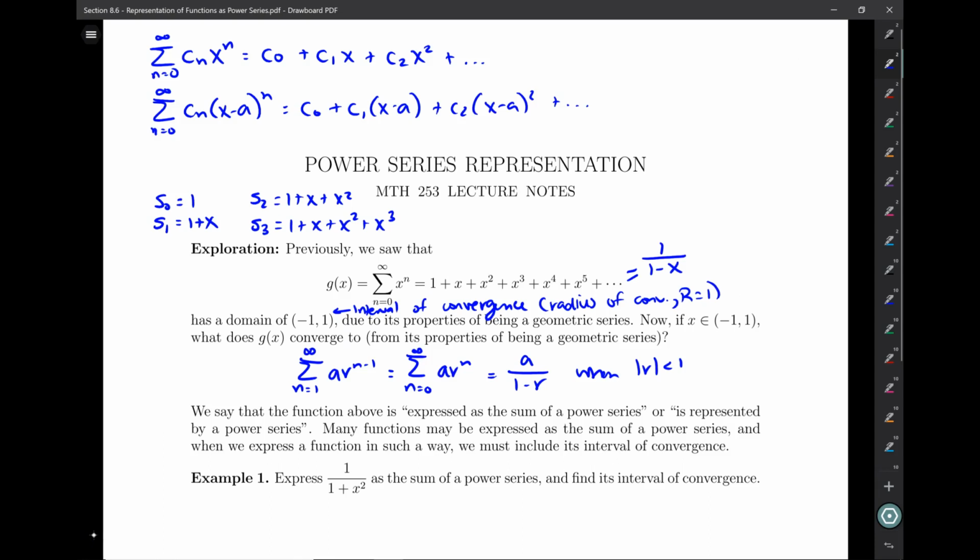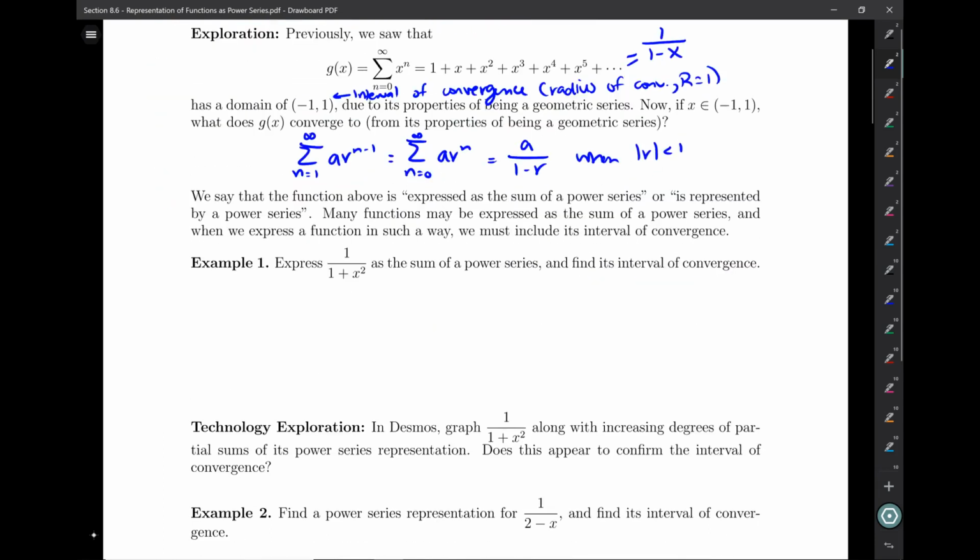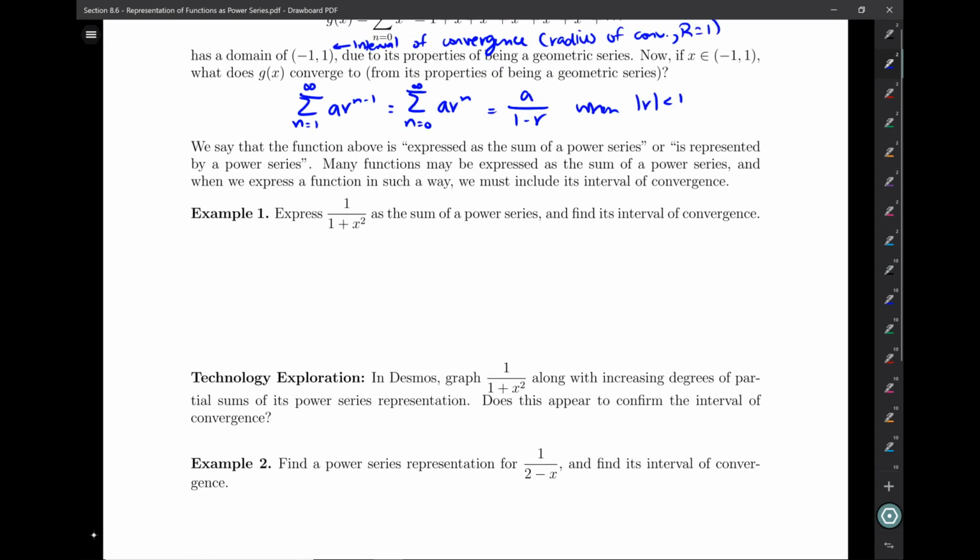So let's keep going and see if we can come up with even more functions that we can represent with a power series. And just as a little reminder, anytime that we represent a function as a power series, or as the sum of a power series, we need to make sure that we include the interval of convergence and state that this is a power series representation for this function whenever x is in some particular interval. So moving forward, let's take a look at example 1.